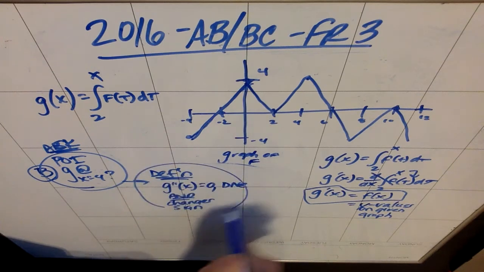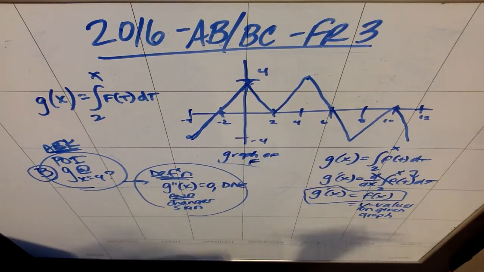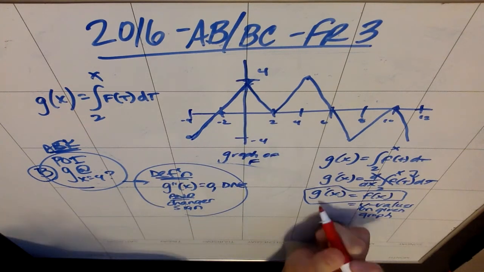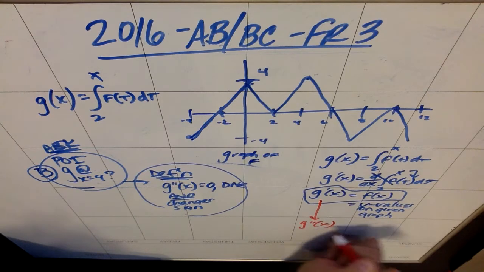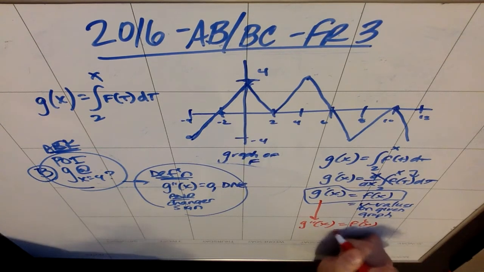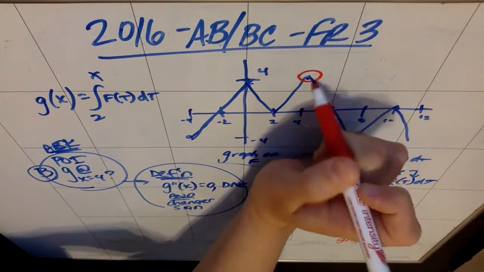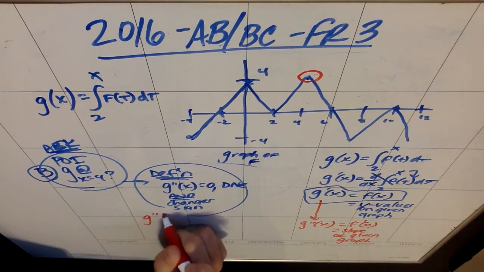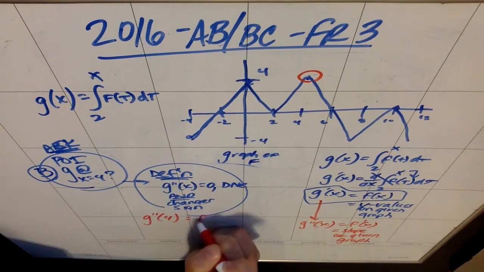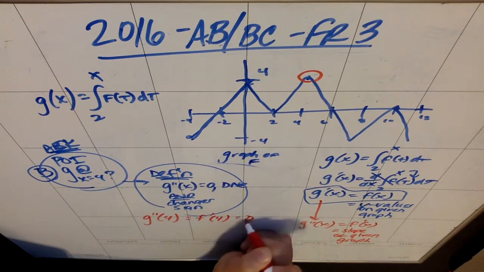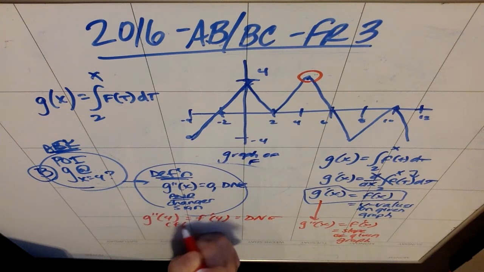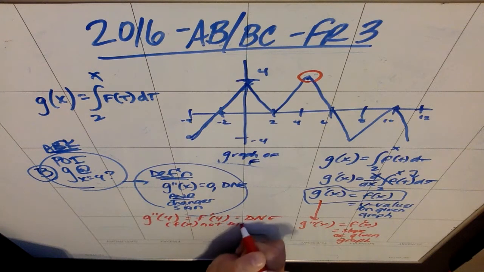So we now have to figure out how the given graph is related to g double prime. Well, g double prime is the derivative of g prime, so g double prime of x is going to be f prime of x, which is the slope of the given graph. So let's look at what's happening at 4. At 4, g double prime of 4 does not exist, because f prime of 4 does not exist. F of x is not differentiable at x equals 4.